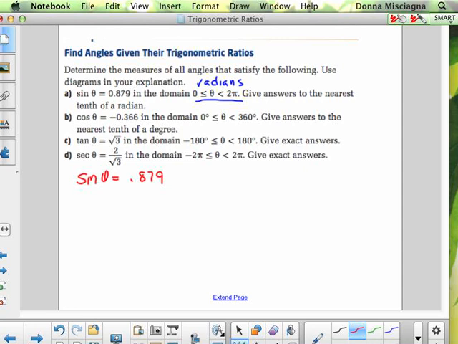Right? So we're told between 0 and 2 pi. So we want to graph this. Right? So 0, pi halves, pi, 3 pi halves, and 2 pi. If you notice, our value is positive.